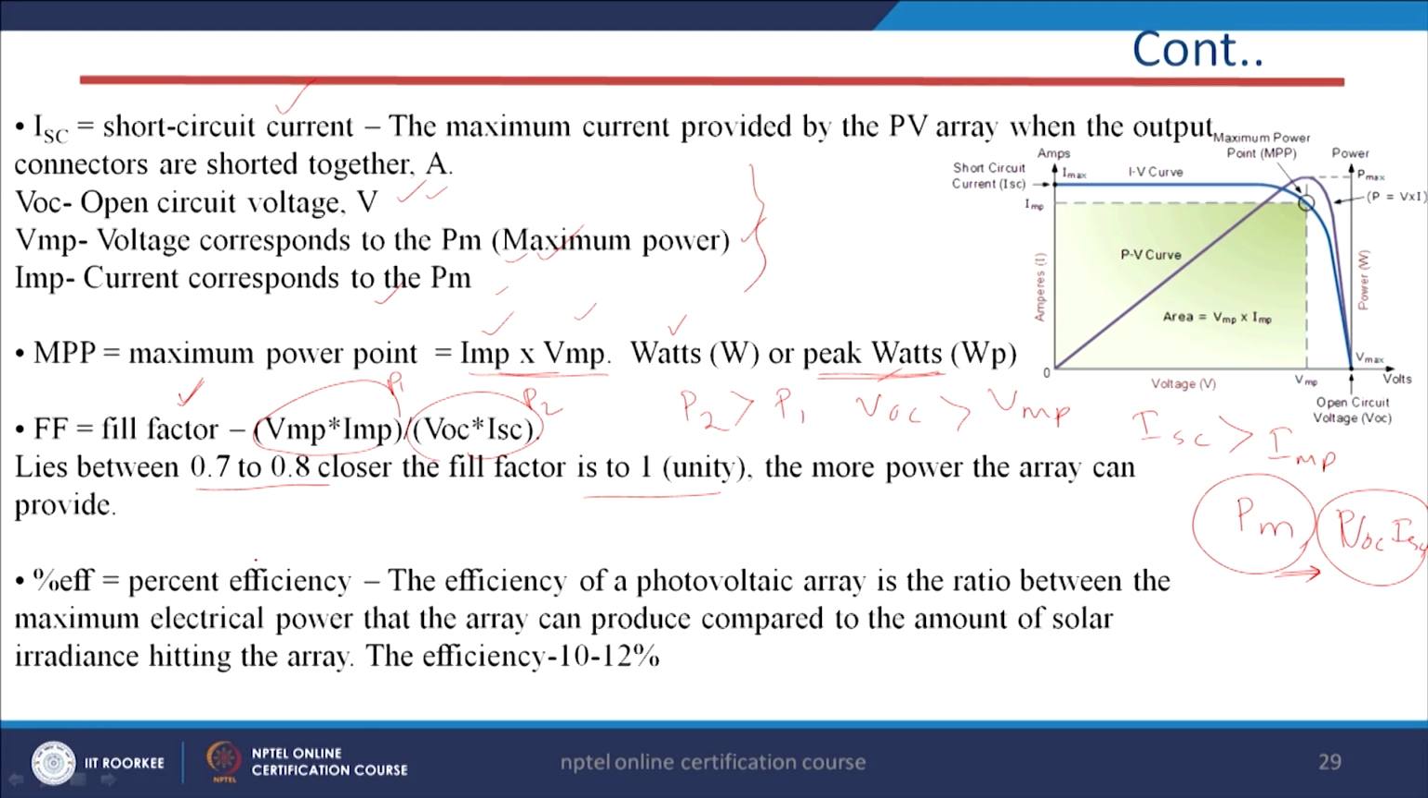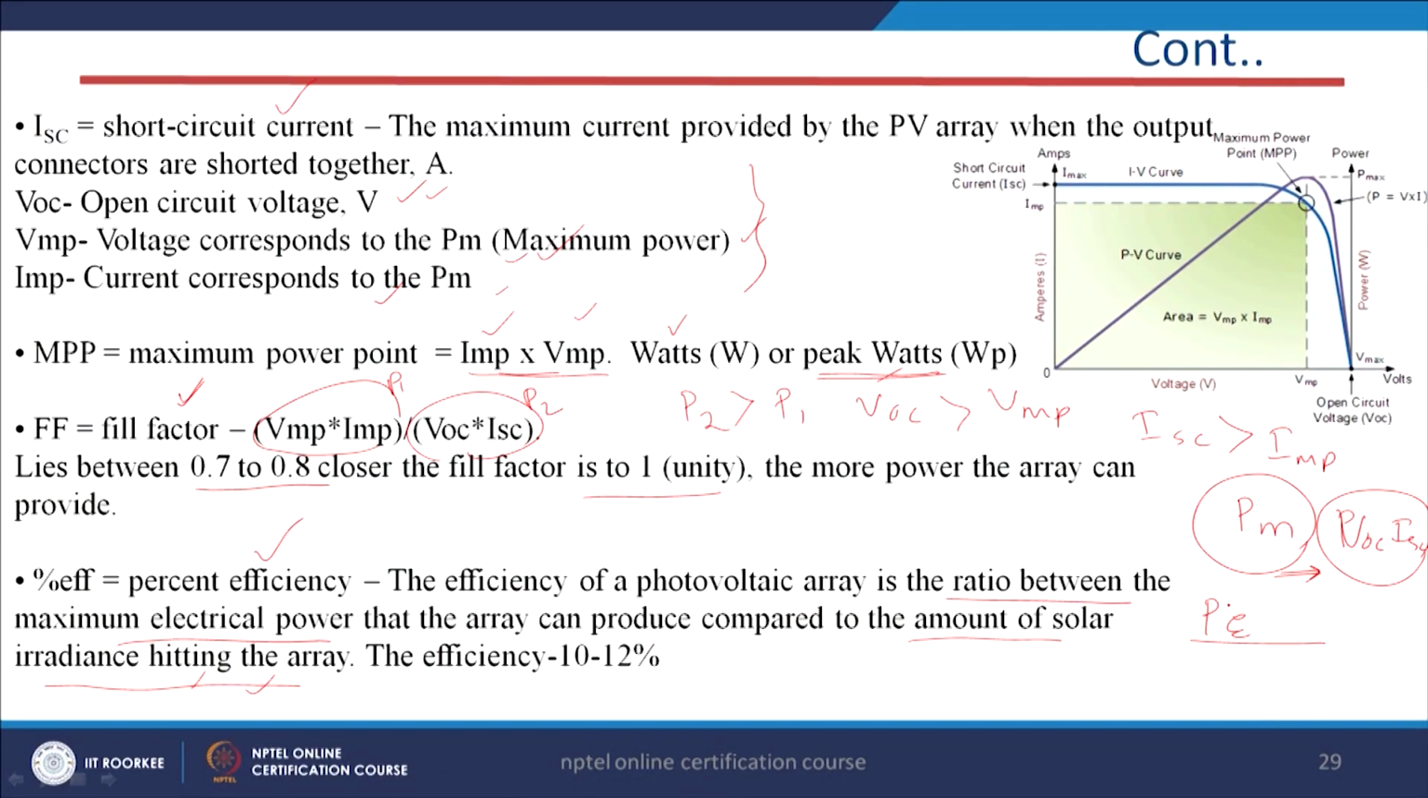Now, what is the efficiency of the solar cell or solar array or module? The efficiency is the ratio between the maximum electrical power, the output of the solar cell, compared to the amount of solar irradiance hitting the array. This is important. The irradiance we will discuss in the next slide.